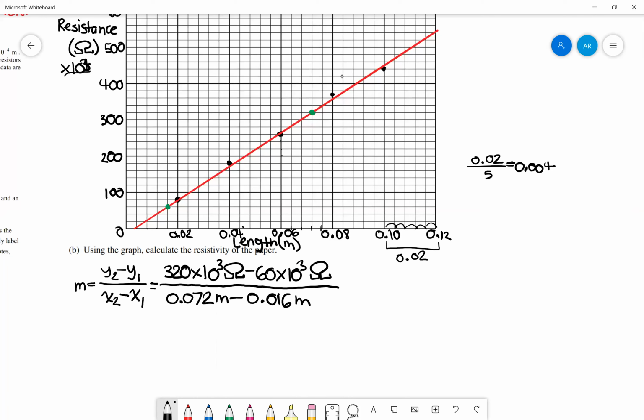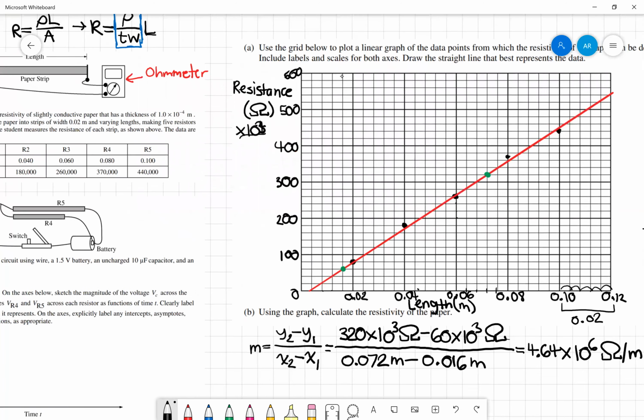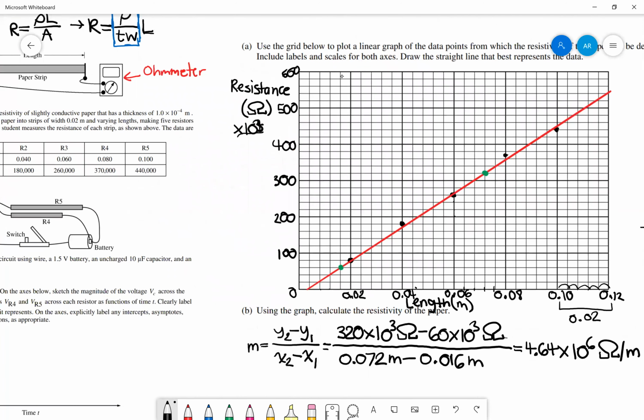And we get right over here 4.64 times 10 to the 6 ohms per meter. That is our slope. Now you have to be careful. This is not the resistivity that we're looking to calculate. This is just the slope of the line.